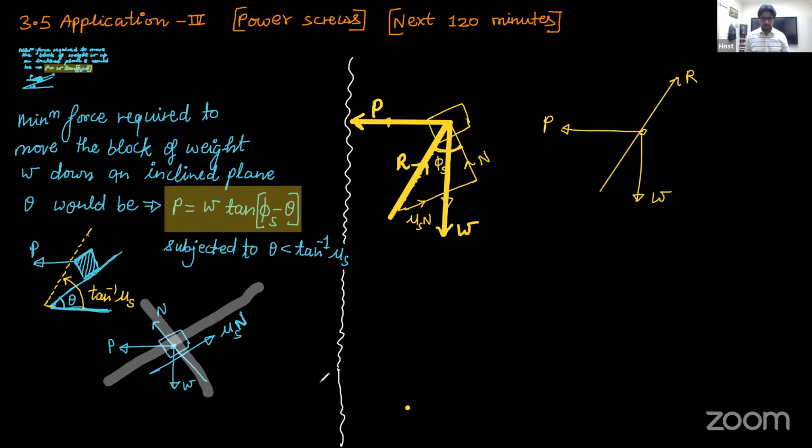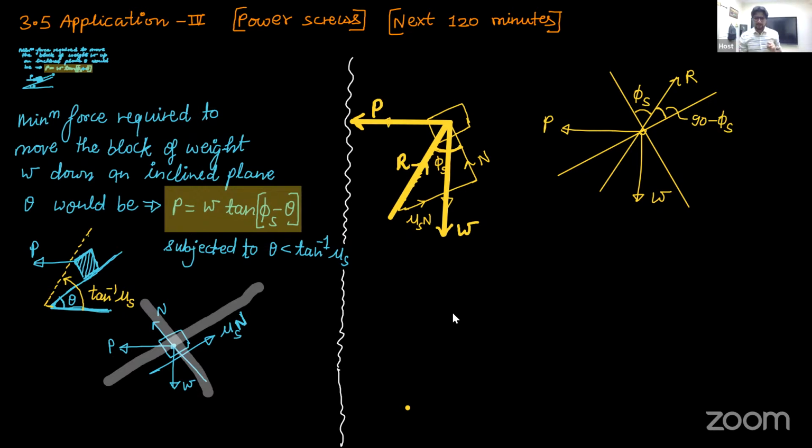Resultant reaction is making an angle phi from normal to the plane. So it will make 90 minus phi from the plane. Its angle from normal to the plane is phi. So from the plane, its angle will be 90 minus phi. Can we now calculate all the angles?